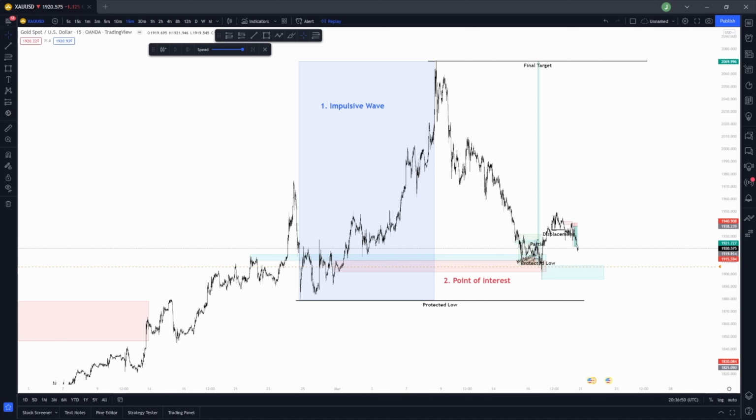So I'm going to start off on the XAU/USD, so the gold market. Now, I'm not going to do a full top down here. I'm not going to waste time. I'm going to try and keep it short and sweet.